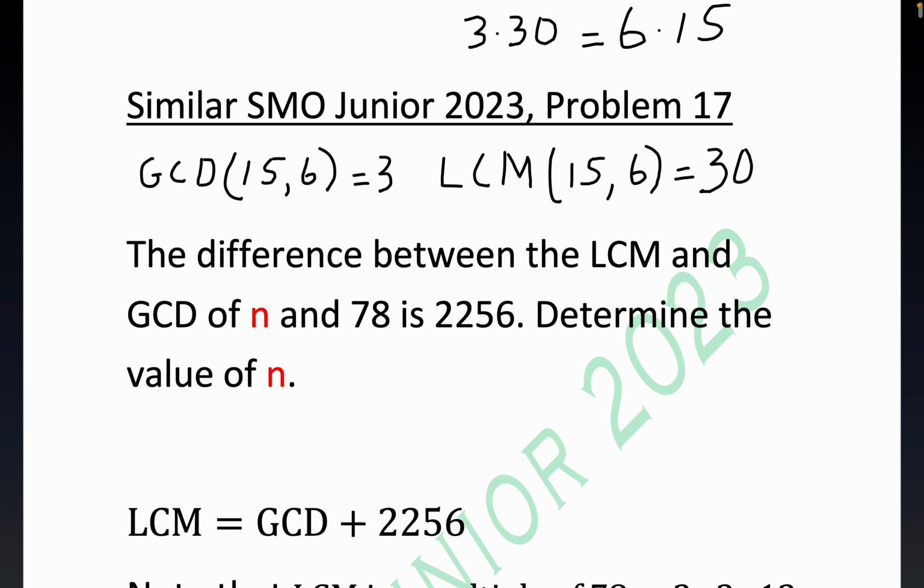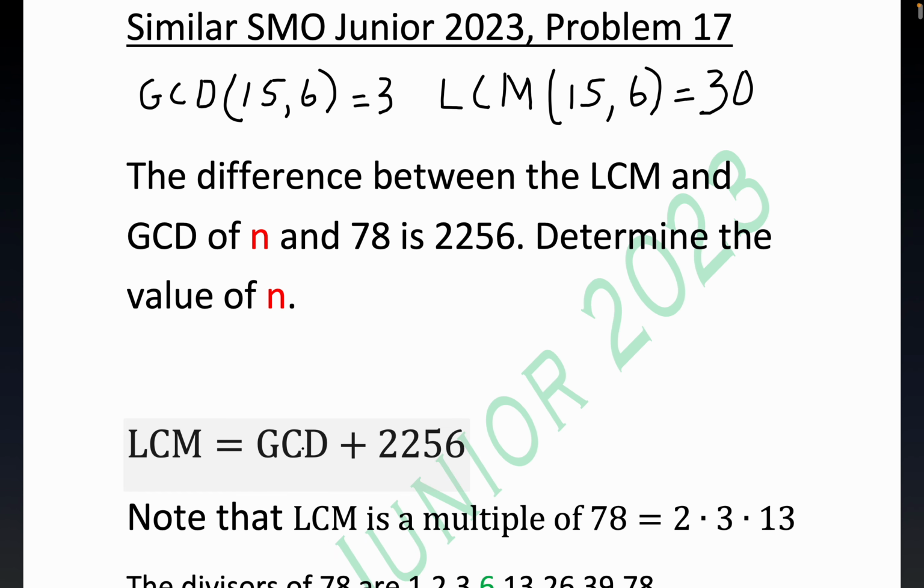Now, you can read the problem. This is similar to an SMO Junior problem. The difference between the LCM and the GCD of a pair of numbers, one unknown and one known, is 2256. Determine the value of n. So all of this is just directly from the problem statement. The LCM is equal to the GCD plus 2256. You could have written that as LCM minus GCD. And the LCM is always larger. So LCM minus GCD translates to this.